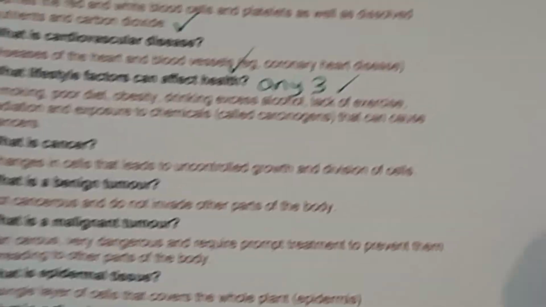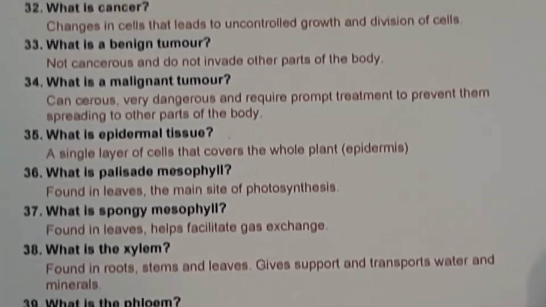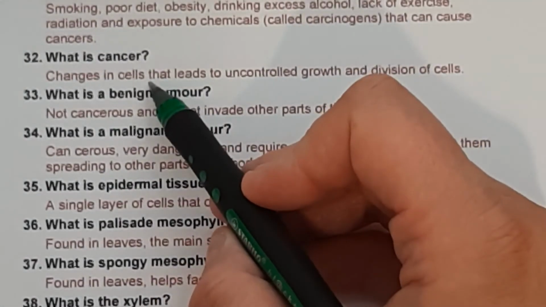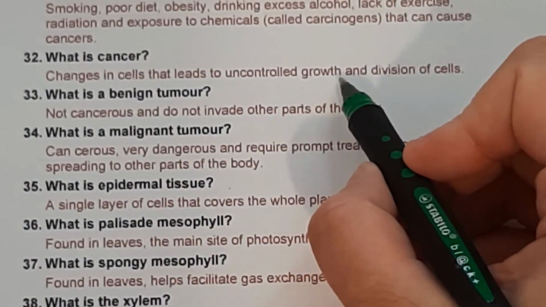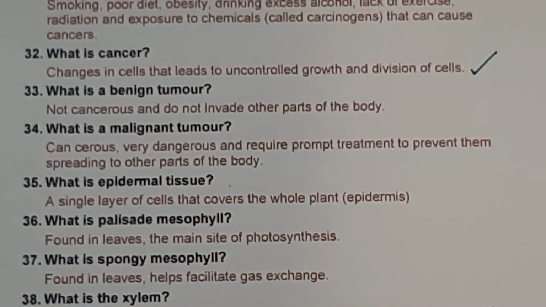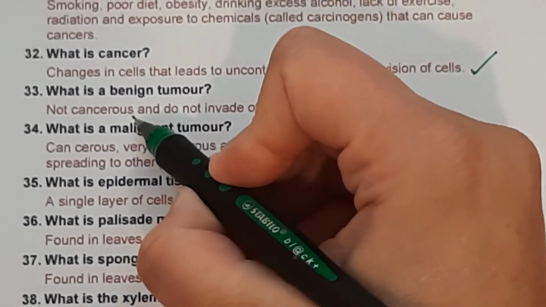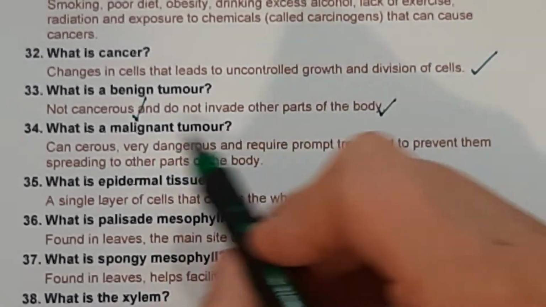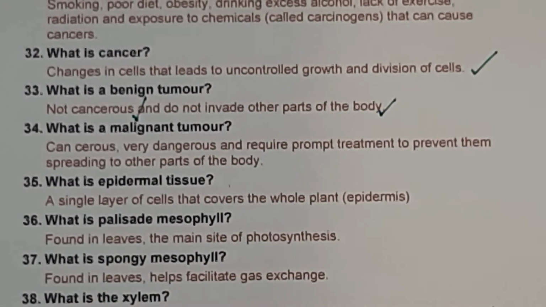What is cancer? Well, cancer is changes in cells, that's the first part of the answer, that leads to uncontrolled growth and division of cells. So you need both parts for the answer there. What is a benign tumour? It is not cancerous, that's the first part, and it does not invade other parts of the body. So this is only worth 1 mark, but you need both sections of it.